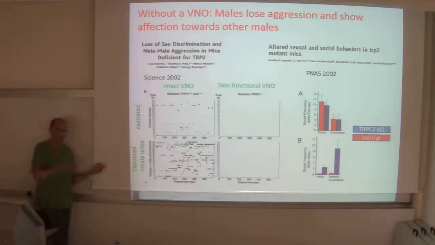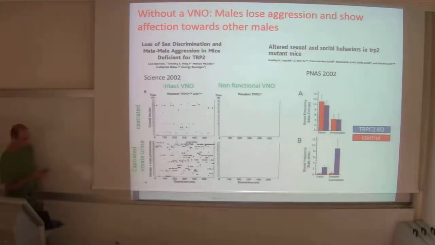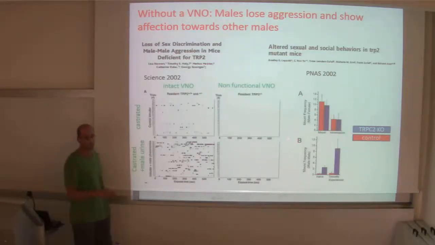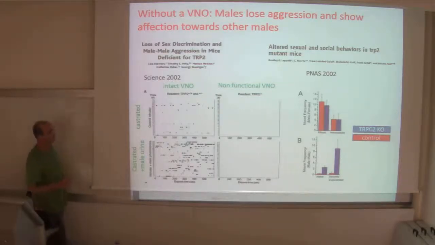Too friendly maybe, that's what the other mice think, but that's one thing that happens. They also continue to mate with females, so this is not damaged, but they just become less discriminate about what they would like to mate with.